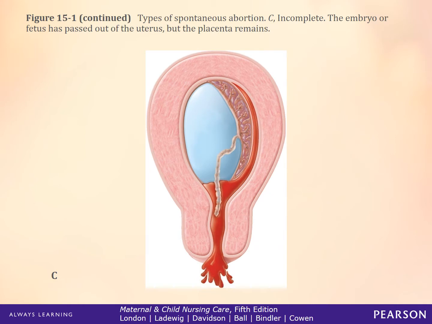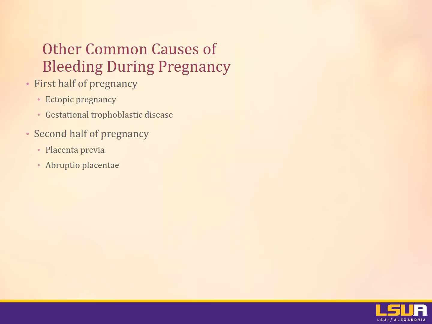Incomplete abortion is whenever there's a spontaneous abortion, but not all of the products of conception have passed. The embryo has passed out of the uterus, but the placenta remains, and the physician will usually have to go in and clear all of that out so that the mother won't get infections and other problems.